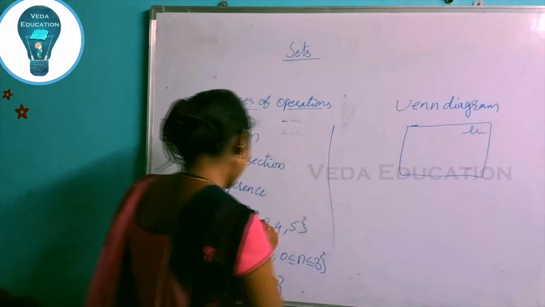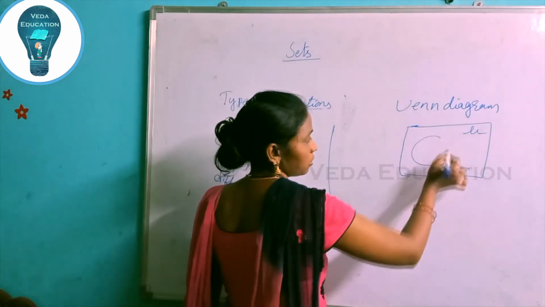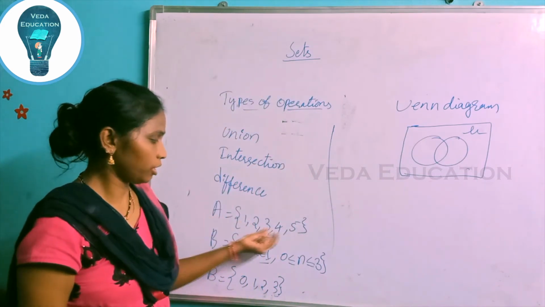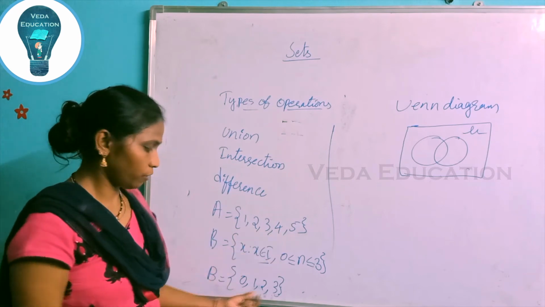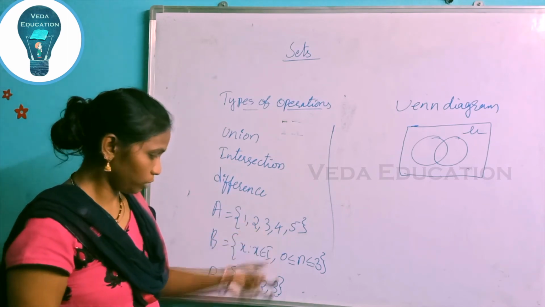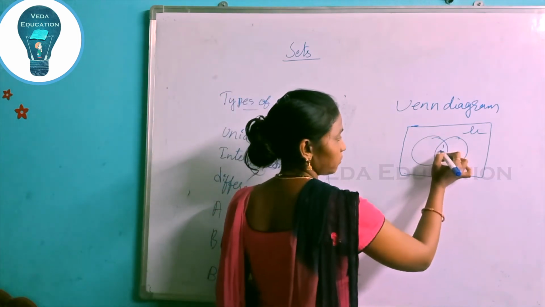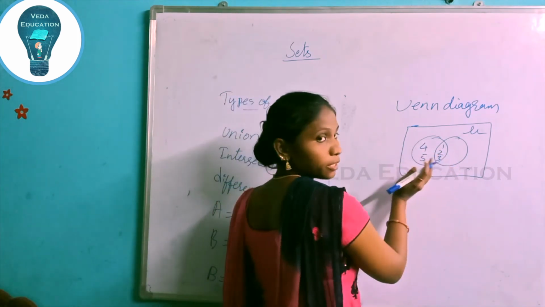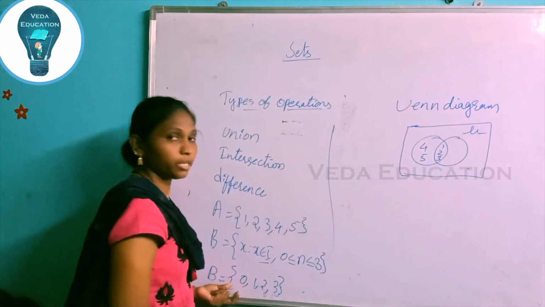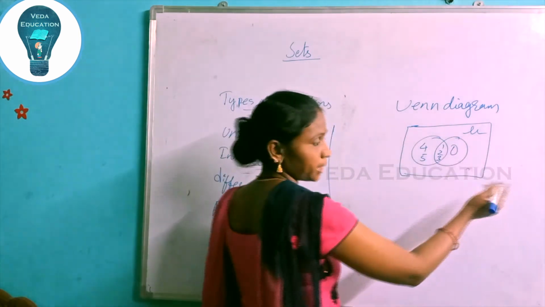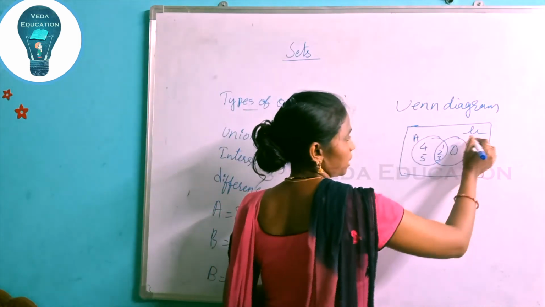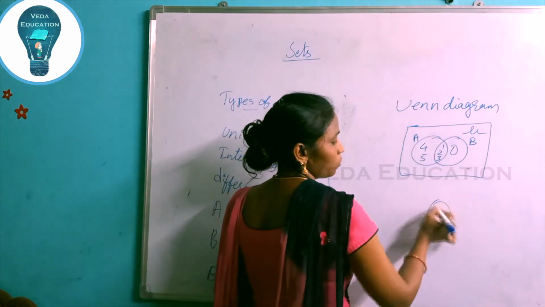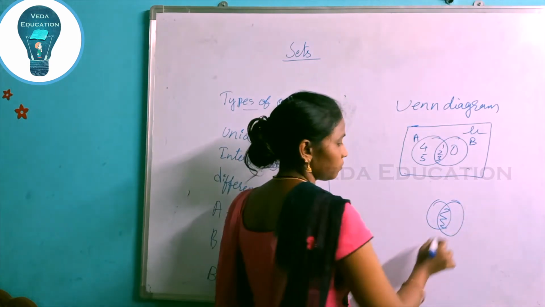Next, how many sets are given to us? 2 sets. For 2 sets, use circular symbols. Now, for A set, what are the elements involved? 1, 2, 3, 4, 5 and B set 0, 1, 2, 3. So, which are common in this? 1, 2, 3, right in the middle where it is intersected. And which elements are left? 4, 5, in the left side circle, and which element is left in B set? 0, right in the second circle. Now the first circle considers A and the second circle considers B. Got it? This part where 2 circles meet, we call the intersection.